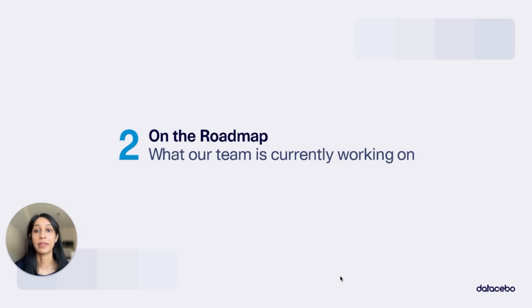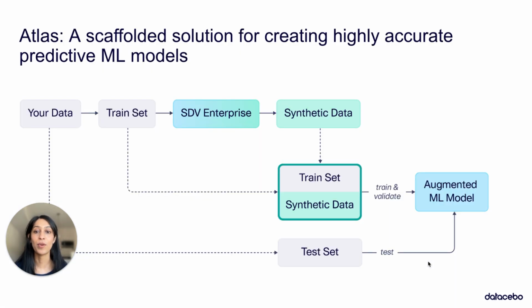To finish off our monthly, I want to talk about a new project, an upcoming project in our roadmap. As a sneak peek, I want to share that our team is working on a product called Atlas. So Atlas is a one-stop shop, scaffolded solution for building predictive ML models. Under the hood, it uses synthetic data to improve the quality of these predictive models.